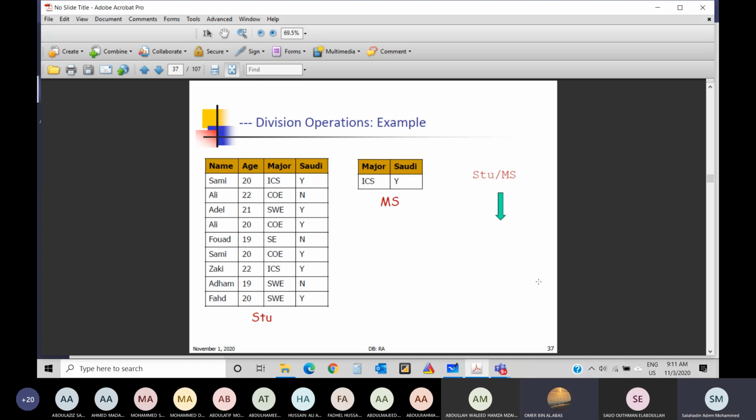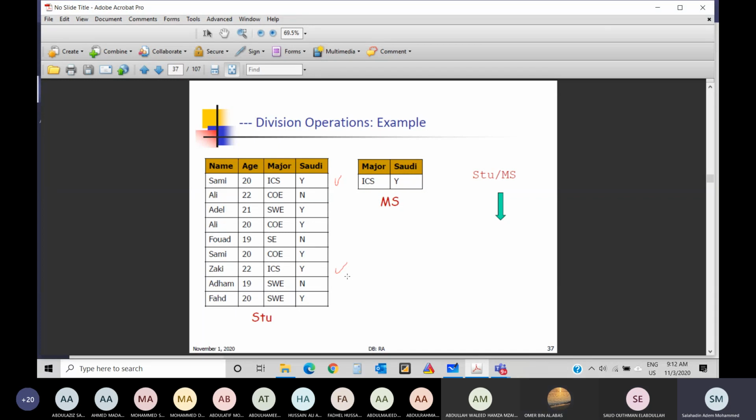Okay. Now I am looking for the students whose major is ICS and who are Saudi. Tell me who is ICS and Saudi here. Can you give me the name and the age now? I want both the name and the age. Sami, 20. So this is true. Who else? And Adel, 21. No, ICS and Y. Zaki, 22 is also true. Only two of them are true, guys.